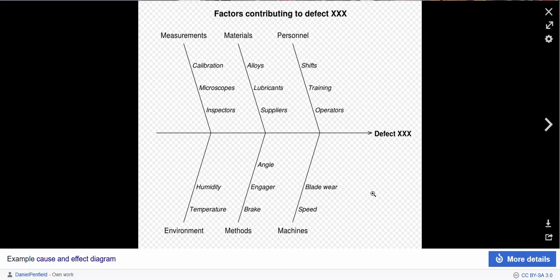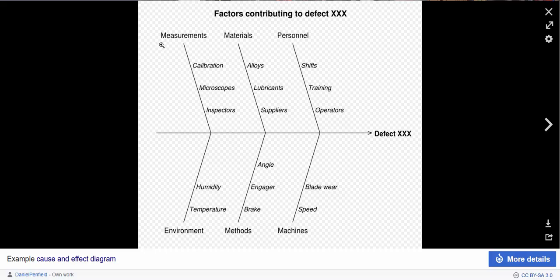So let me show you what one looks like. This is from Wikipedia. You'll see this image on that page when you get to the reading. If you're looking for factors contributing to a defect, something's not working in your manufacturing or production process, the product is not coming out correctly. So what you want to do is look at so many different things. You draw this line here. This is the defect. What could be causing this defect, which is causing the effect of it not being correct? Measurements, materials, personnel, environment, methods, machines.